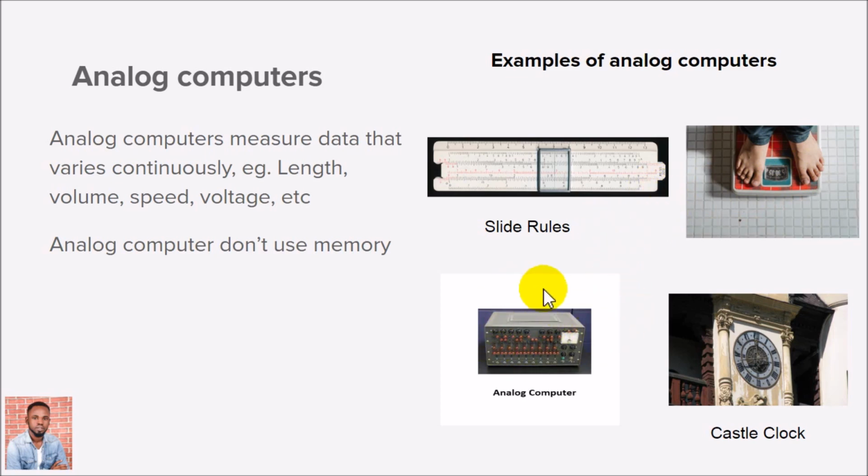Also, when you are measuring signals, you need to understand what it implies. If you are getting high numbers of signal, you need to know what it means for what you are measuring. So that is basically how analog computers work. They don't have memory and they measure variable data.